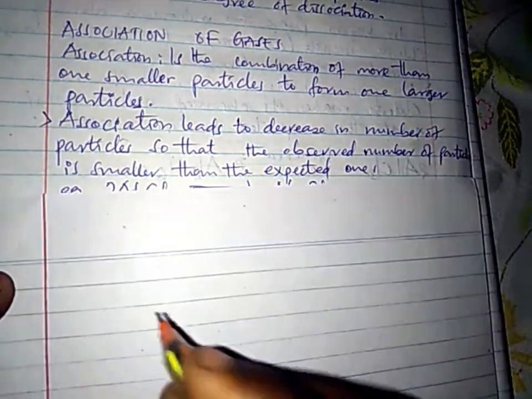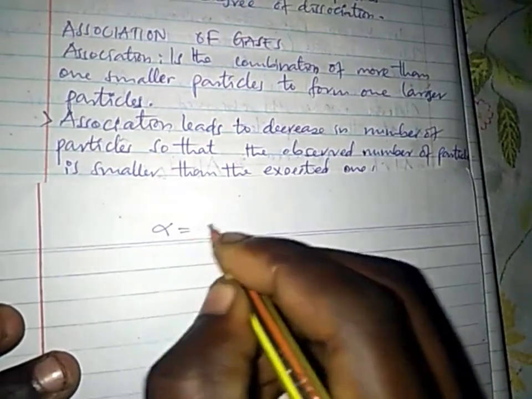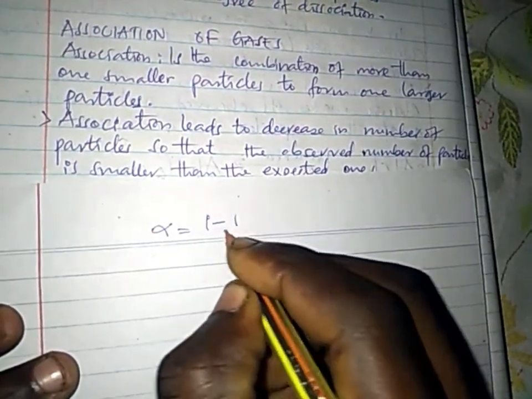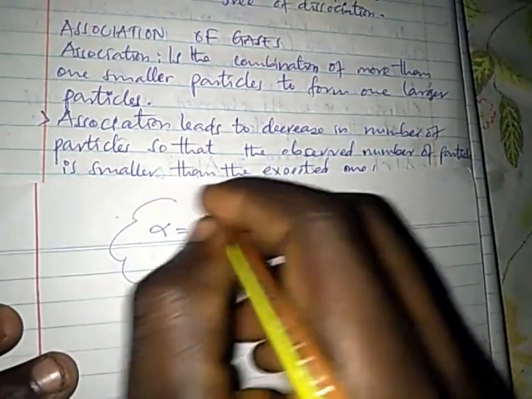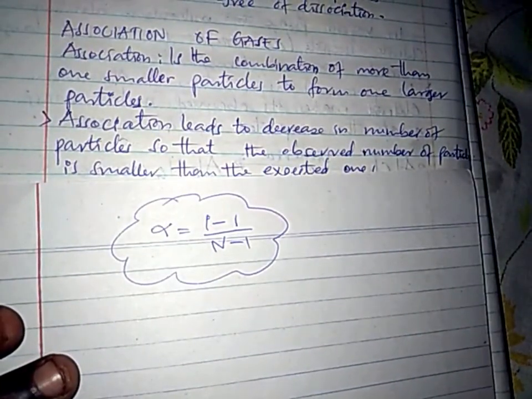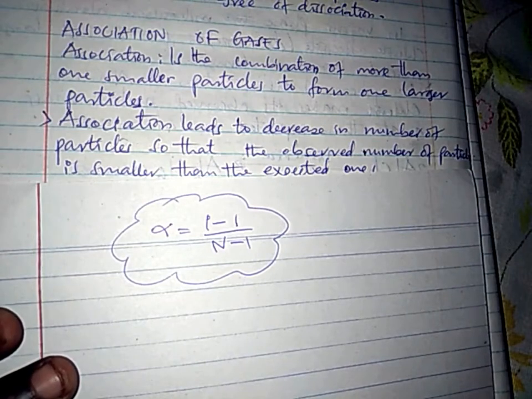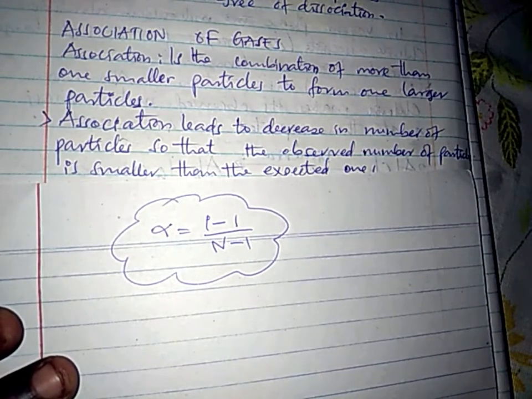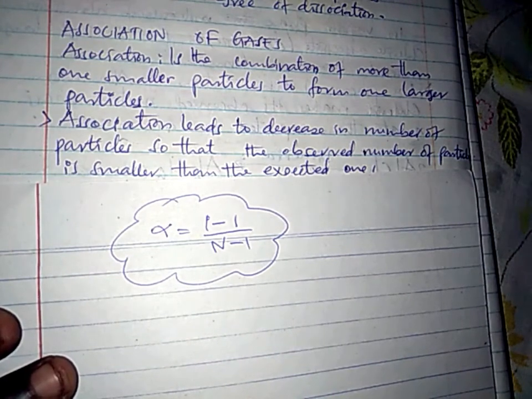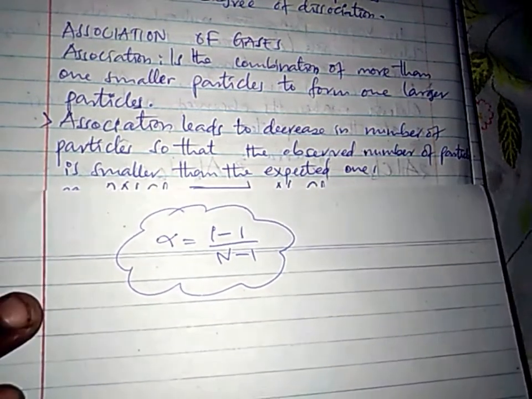As we said, the degree of dissociation can be calculated as van't Hoff factor minus 1 divided by number of particles minus 1. This was the formula for calculating the degree of dissociation. Now, in this session, we are going to continue discussing the concept of association of gases and calculating the degree of association of gases.